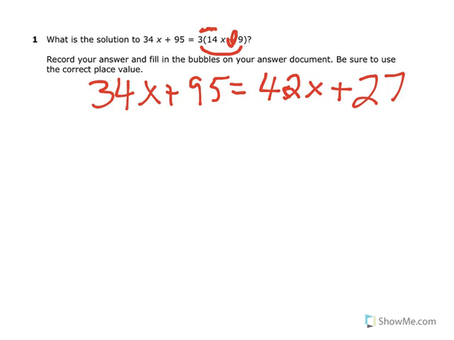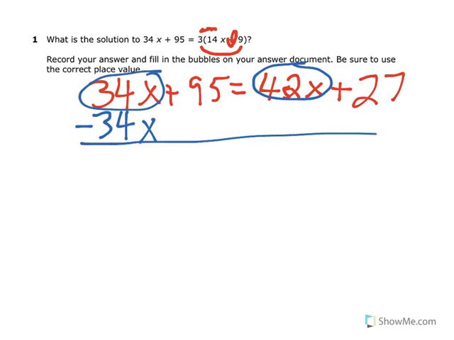Okay, now to solve for the variable, we want to get all the variables on one side and all the numbers on the other side. And it doesn't matter which direction you go. I like to take the smaller of the number and subtract it from the bigger. So you can see that 34x here is smaller than 42x. So I'm going to subtract 34x from both sides using the subtraction property of equality. So if I do it to one side, I have to do it to the other side.